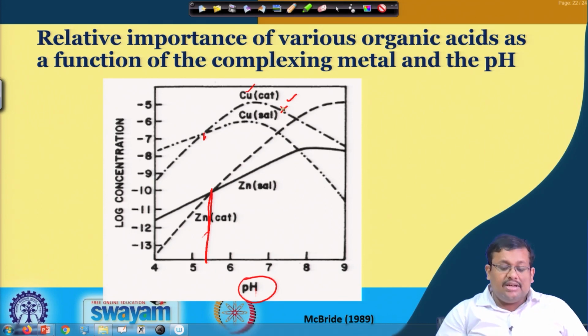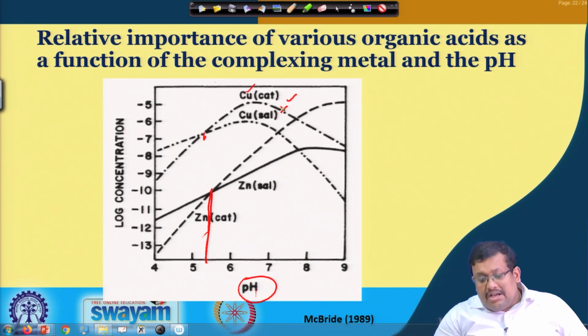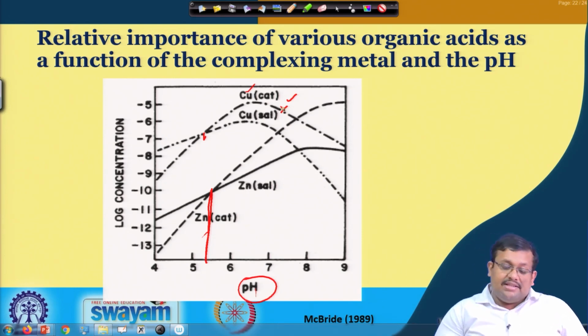So, that shows the importance of pH for determining the complex formation of different organic acids with the metals, and this plays a very important role in the metal dynamics of the heavy metals in the sludge when they are dumped onto the soil surface.